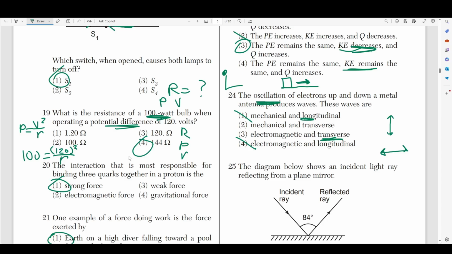How do you remember this? Longitudinal means long, and long is flat, right? Think about it that way. And up and down is tall. So are these electromagnetic or mechanical? These have to be electromagnetic and transverse because electrons produce electromagnetic waves.